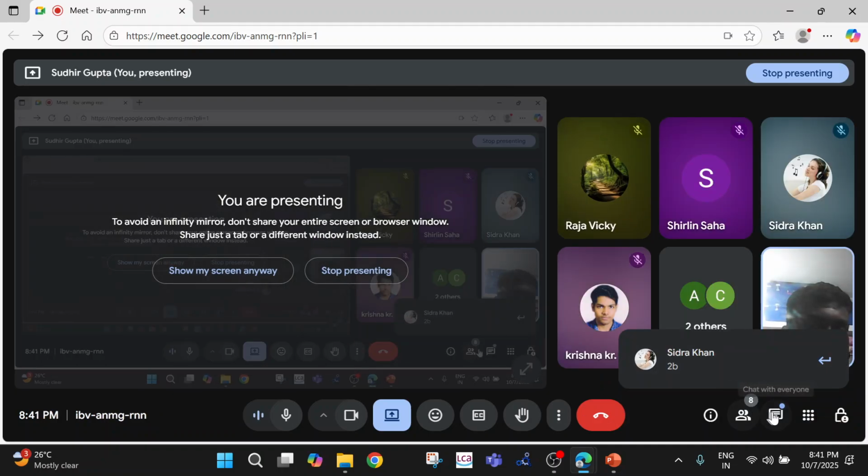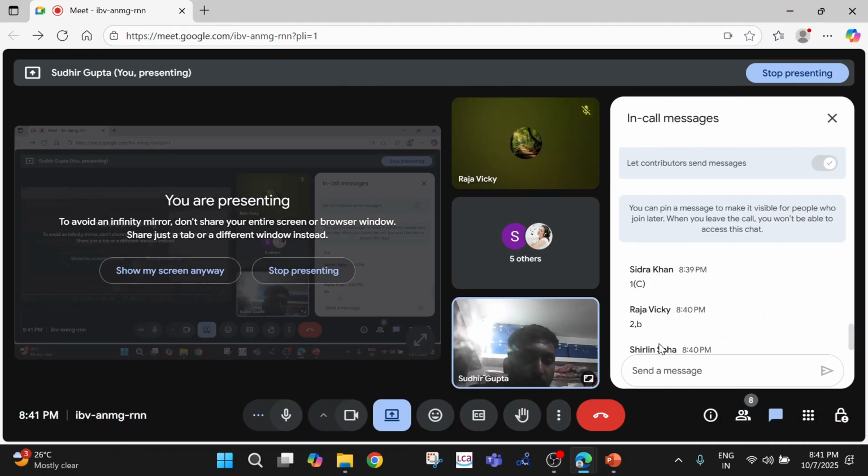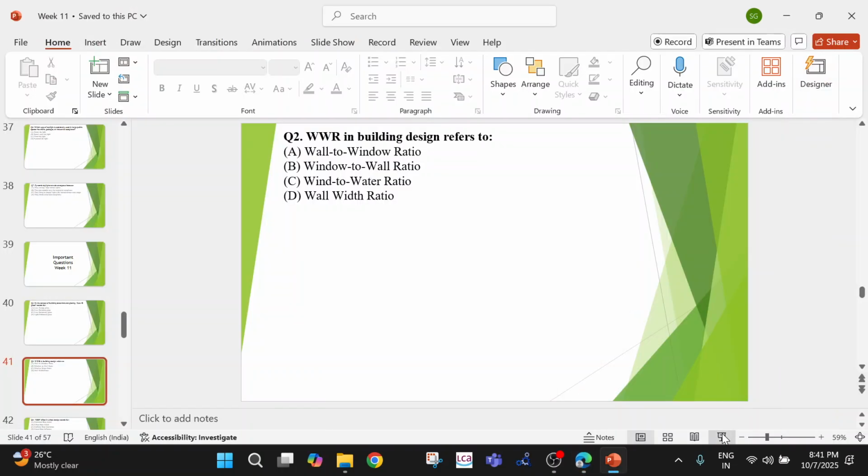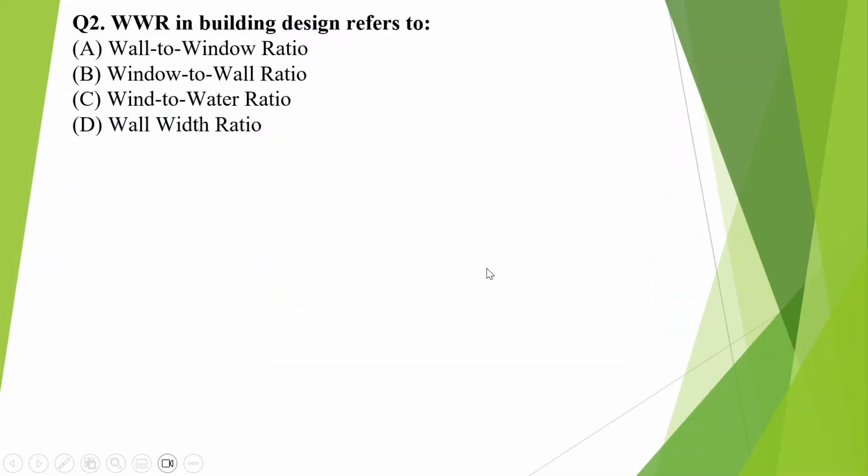Most of you have marked option B, as you can also see for this particular question. B, B, B, I can see, and option B is the correct answer, guys. That is the window to wall ratio. WWR refers to window to wall ratio. All of you are correct. I'm not discussing it in much detail because it's just an acronym kind of question. It's just the full form, so you have to choose the appropriate full form. There cannot be much discussion on the other options because they're absolutely correct.